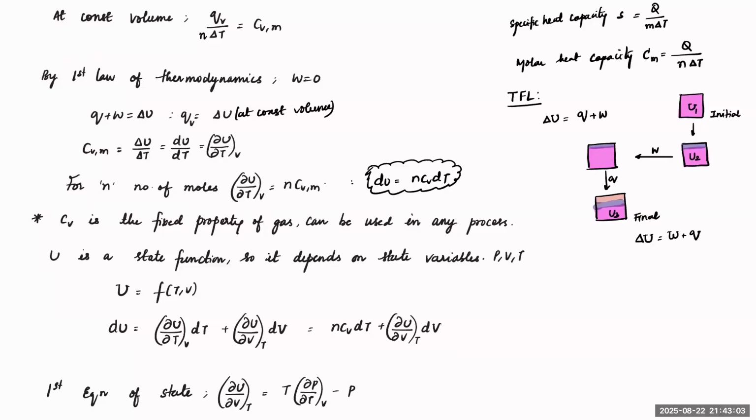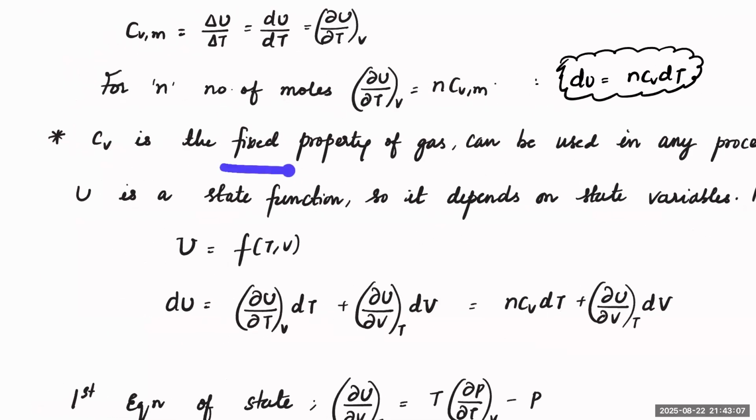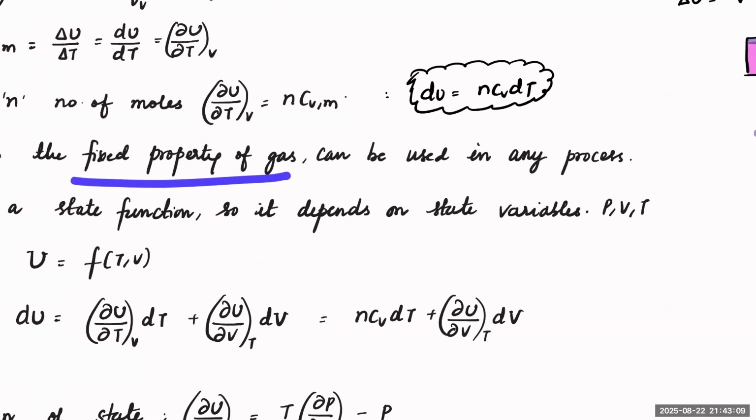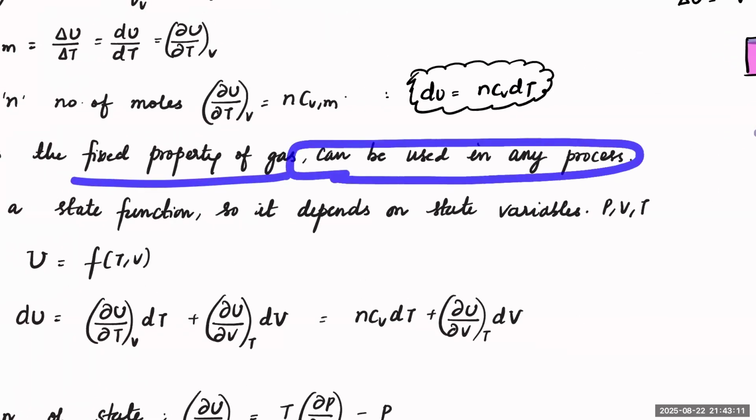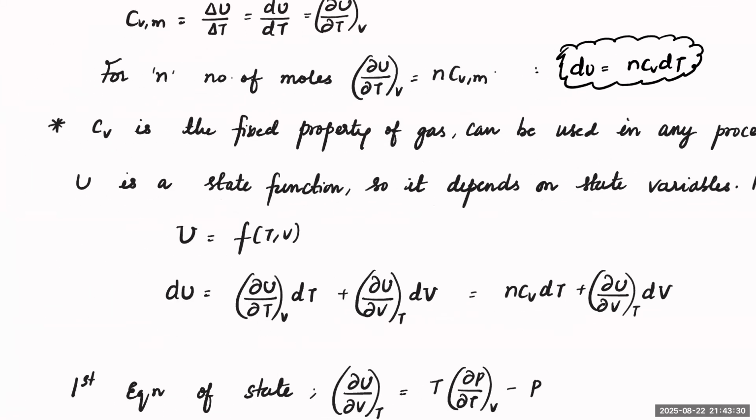Clear, everybody? Now, heat capacity Cv is a fixed property of a gas and can be used in any process. That means once the heat capacity of, let's say, nitrogen gas is decided, whether it is in process 1 or system 1, system 2, anywhere, the heat capacity of that gas is defined and cannot be changed. Got it? So heat capacity is a fixed quantity.